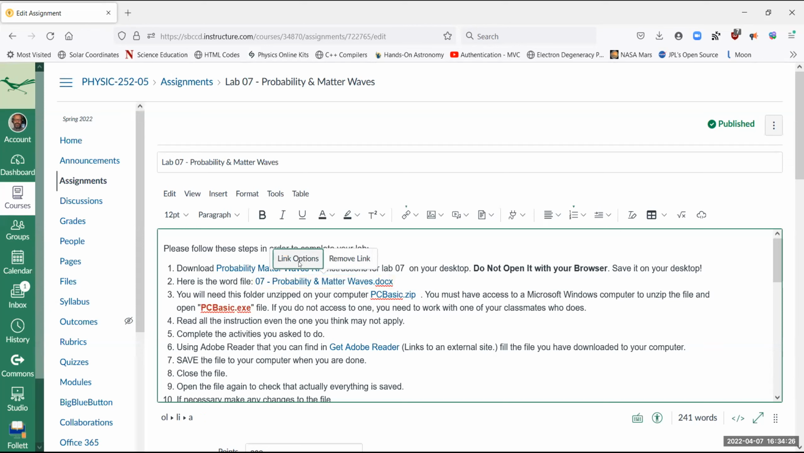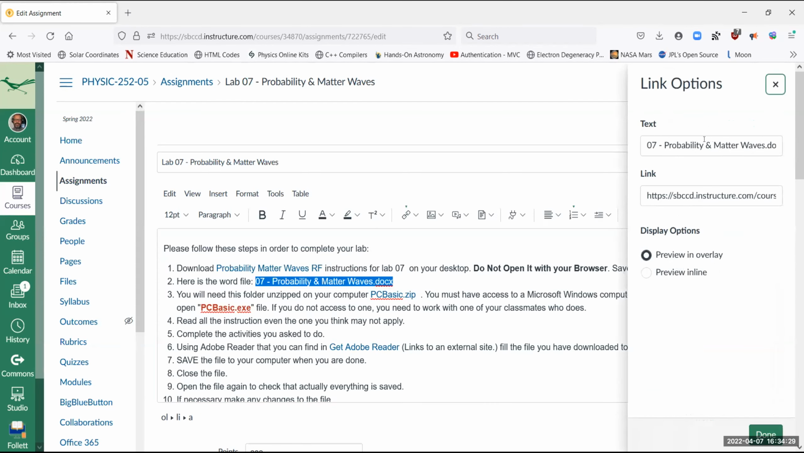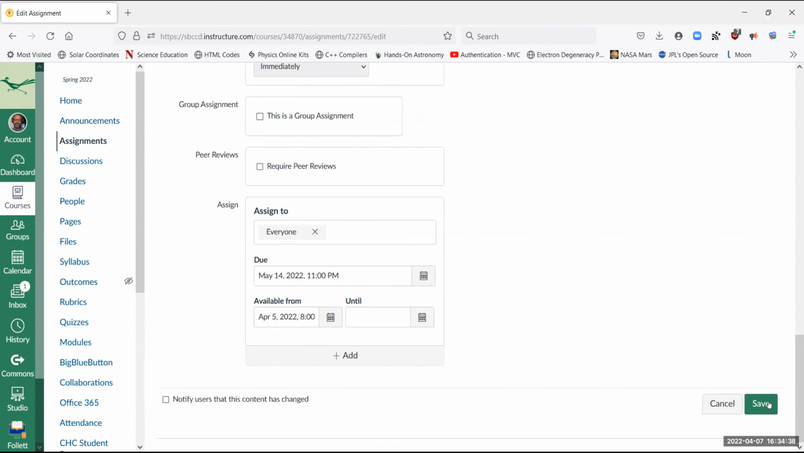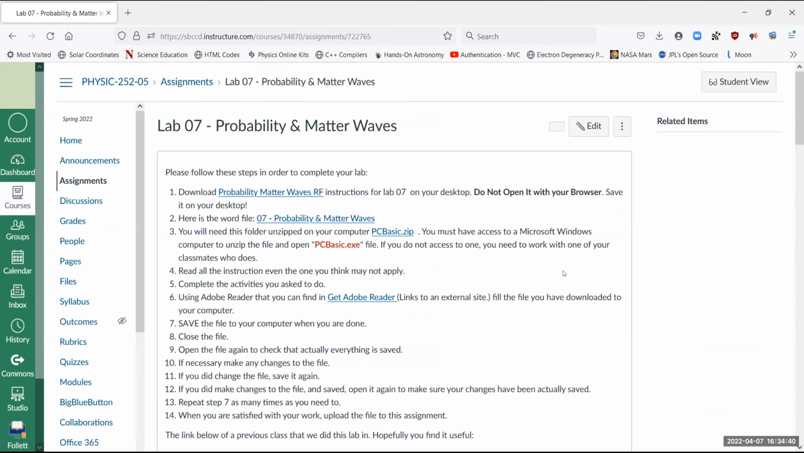I changed the name, that's all, because the name was kind of off, so I just removed the docs from it. It's a Word file. Done. And let me save it so that you guys can see what I have changed.